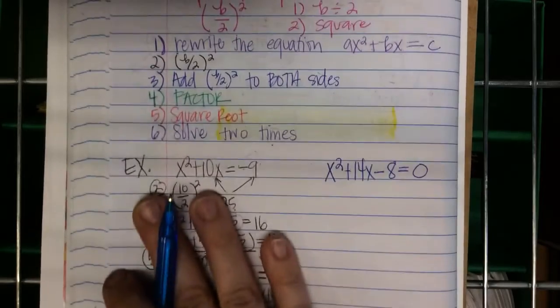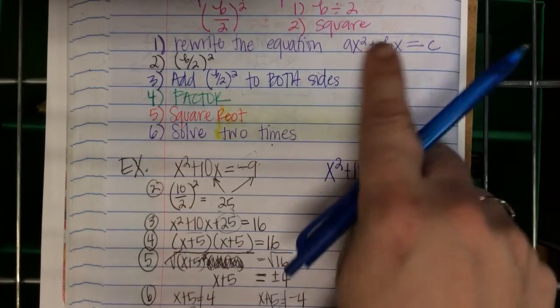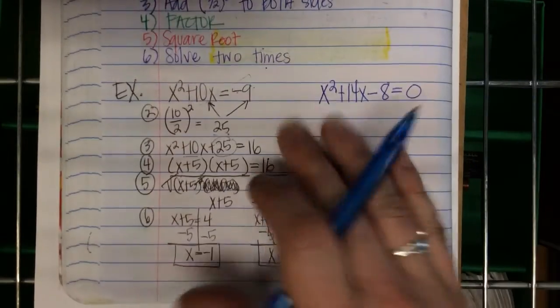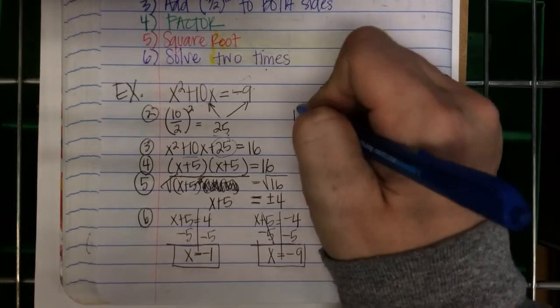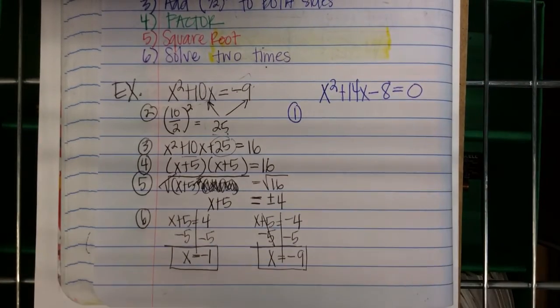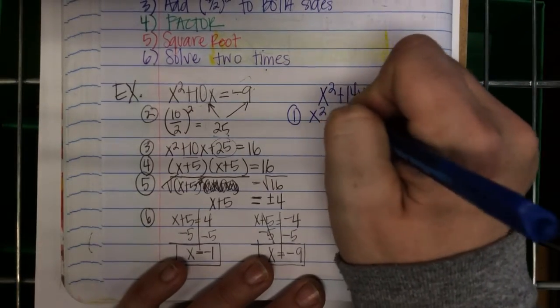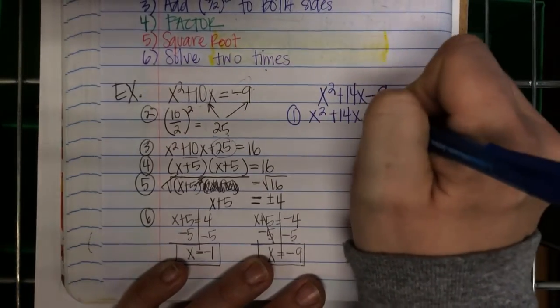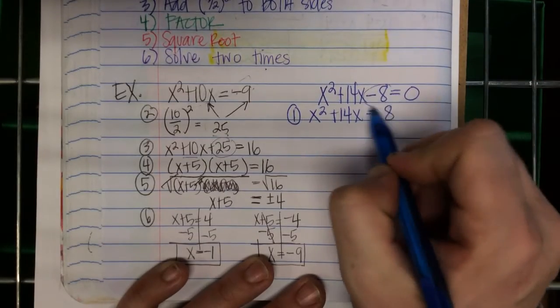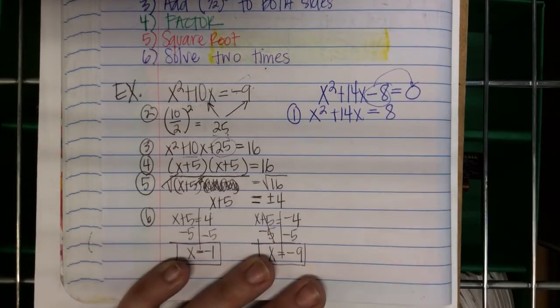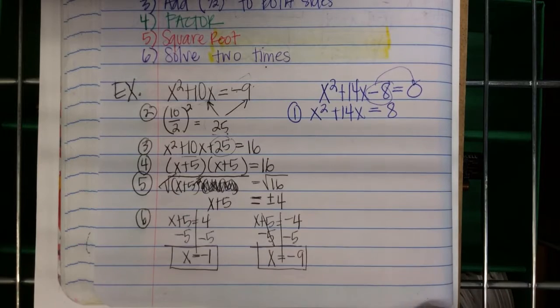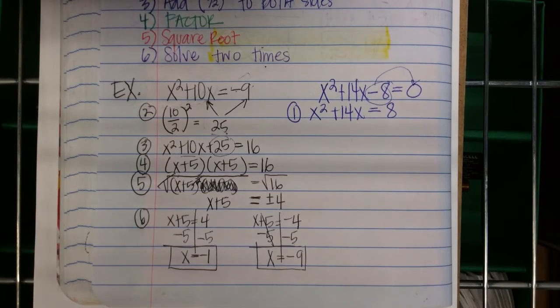So completing the square, step number 1, rewrite the equation so that it equals c. How do I rewrite this equation? Add 8 to both sides. So x squared plus 14x equals positive 8. I take this negative 8 and I move it over here, and when I move it across the equal sign, it changes its operation. It goes from negative to positive.